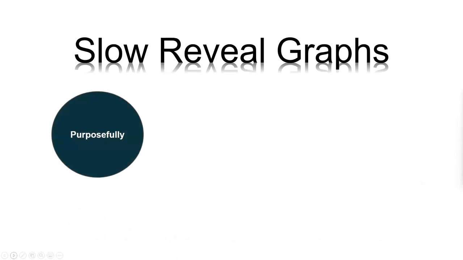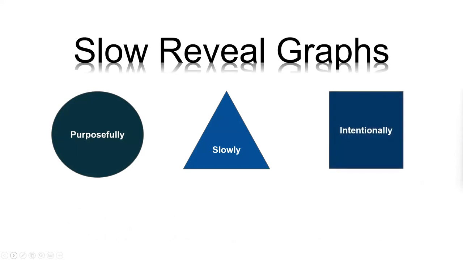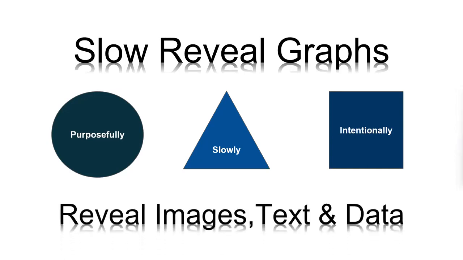And what slow reveal graphs do is they purposefully, slowly, and intentionally reveal images, text, and data to help students learn to identify key pieces of information to improve their visual literacy skills. Things that they normally overlook when taking the information in all at once now become valuable as we train their brains to notice more and therefore create more meaning from the information in the image.